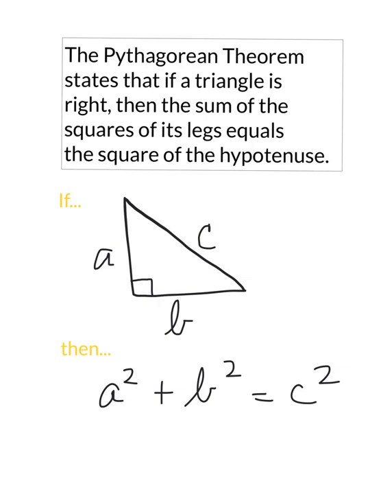So the order is important here. We start with a right triangle. We assume that that's true. And then we conclude that a squared plus b squared equals c squared. That's the Pythagorean theorem.